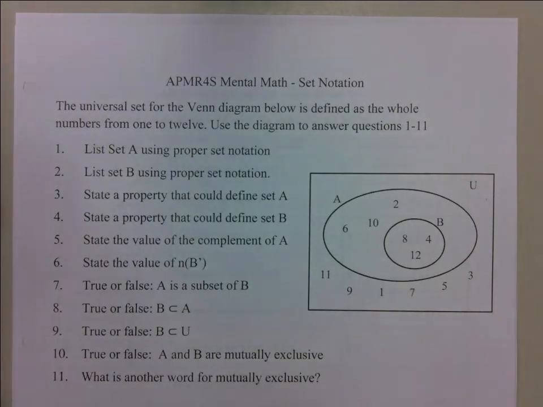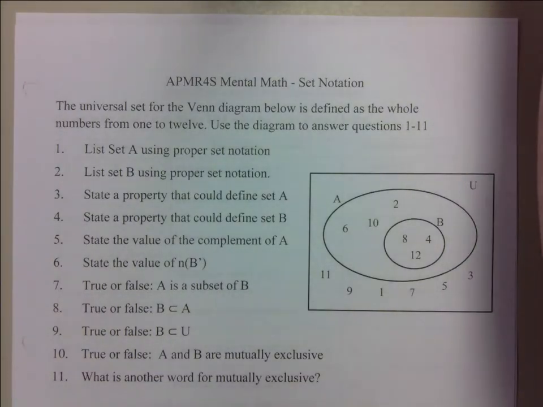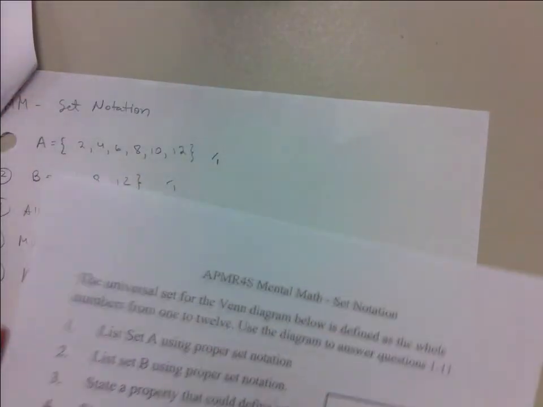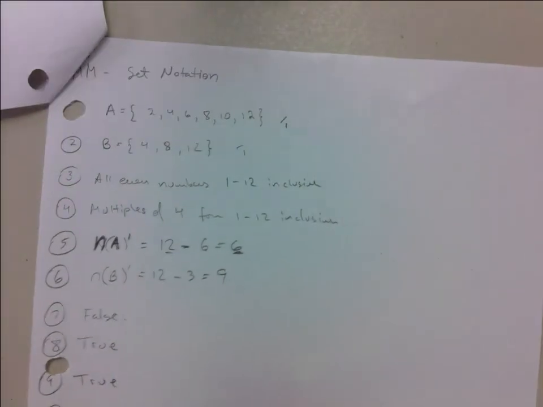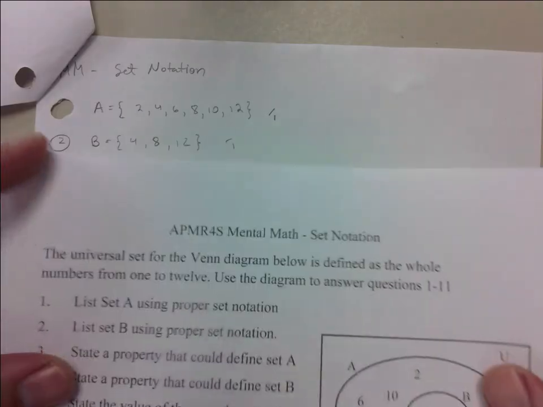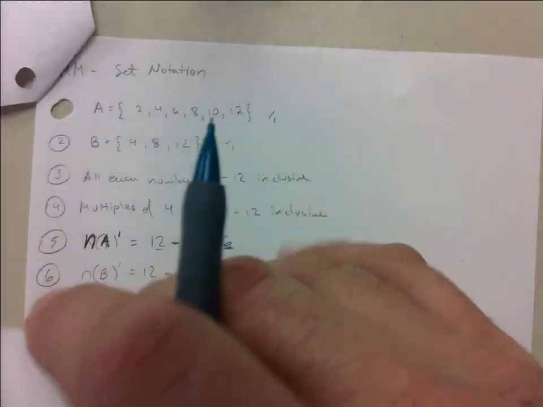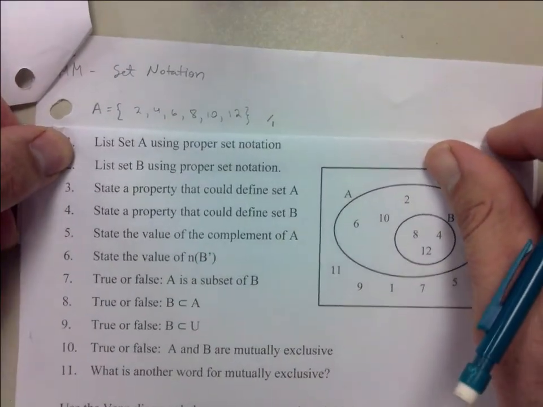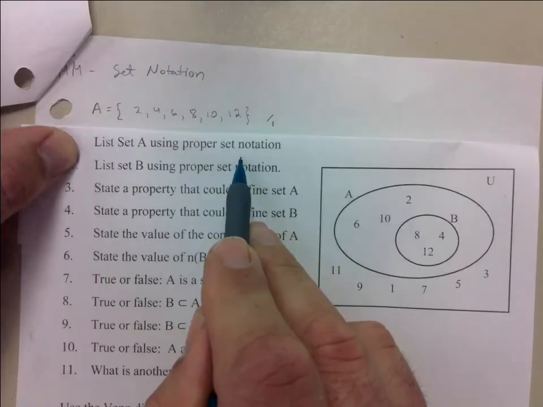Okay, so for the first one, let me just have my key ready to go. I think I'll just show you the key as I go through it. So for A, it's asking, let me try something here, right? Set A using proper notation.